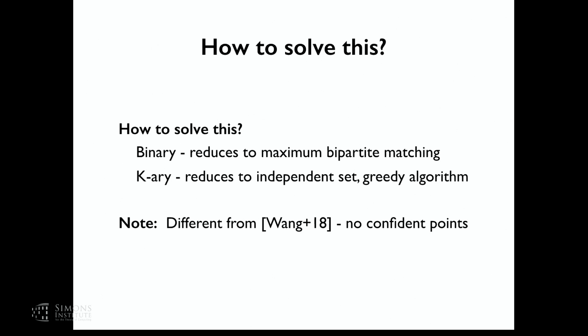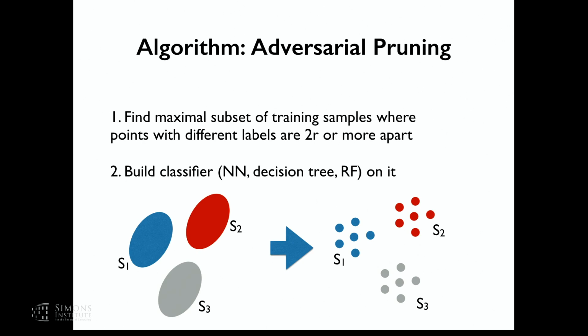The difference is that there are no confident points. In Wang et al., we were saving a bunch of confident points, and then picking a maximal subset of the rest. Here, there are no confident points. We are just picking the maximal subset. So this automatically suggests an algorithm. You find this maximal subset where points with different labels are 2r or more apart, and then you build your favorite classifier on it. You can build nearest neighbor, decision trees, random forests, and so on. That's your algorithm, and we call that adversarial pruning.